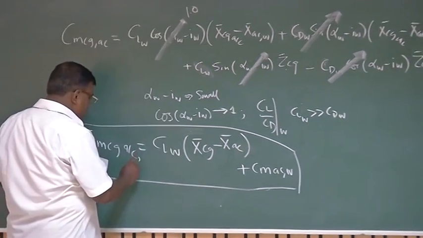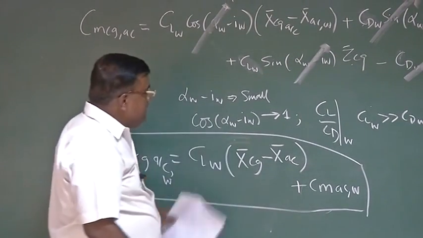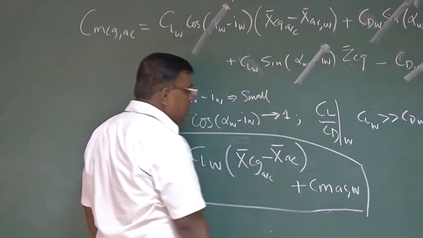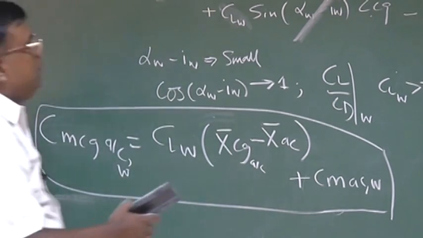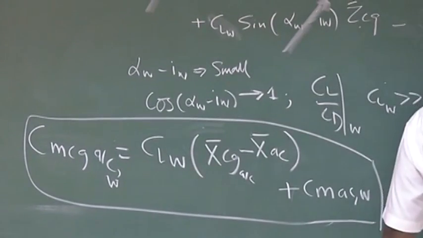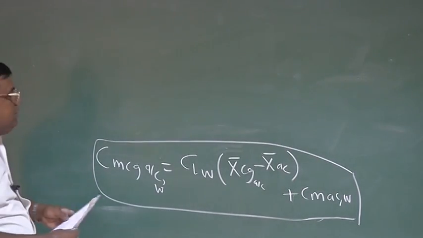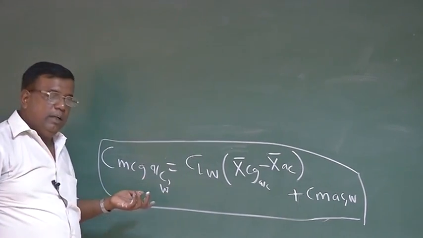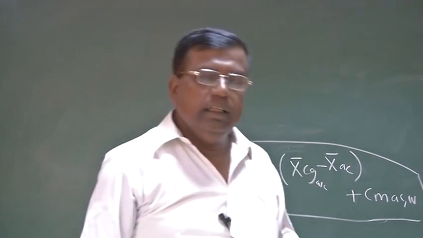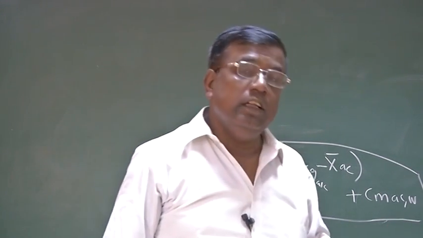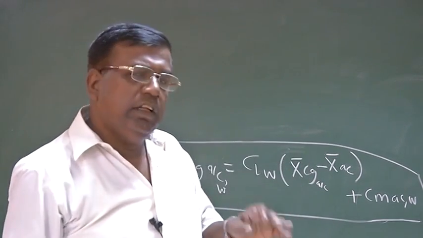So I'll put a notation wing also so that you understand this is the contribution because of the wing. What is the XCG? XCG is of the whole aircraft. So I put aircraft. If this is clear, now let us do further simplification. I don't want to carry too many expressions. So what were the assumptions to get this neater expression? That alpha W minus IW is small, CL is much larger than CD, that is CL of the wing is much larger than CD of the wing, and ZCG is 0, that is CG is on the fuselage reference line, which are very realistic assumptions.